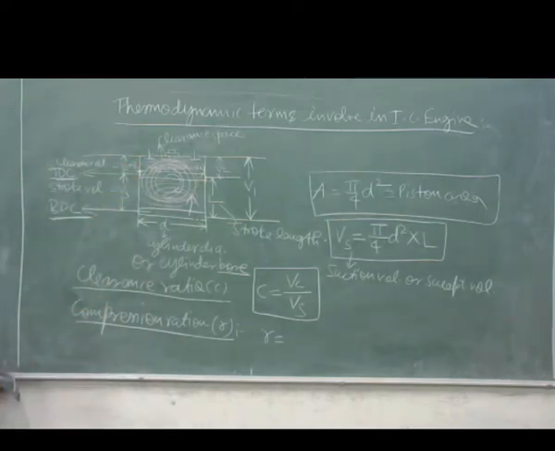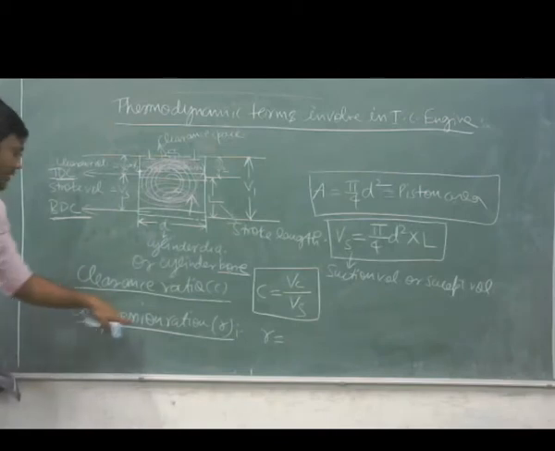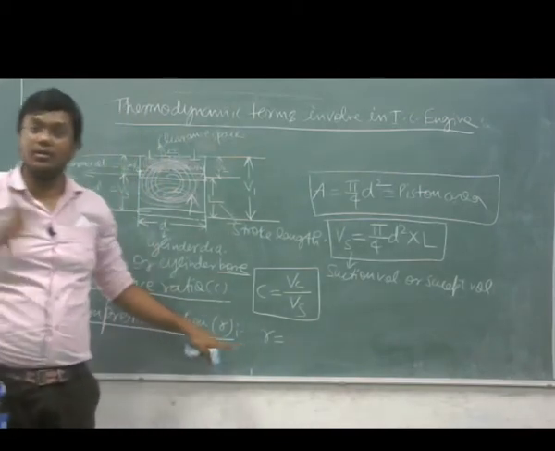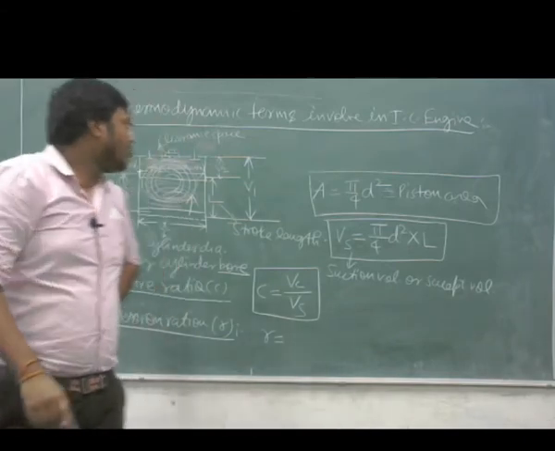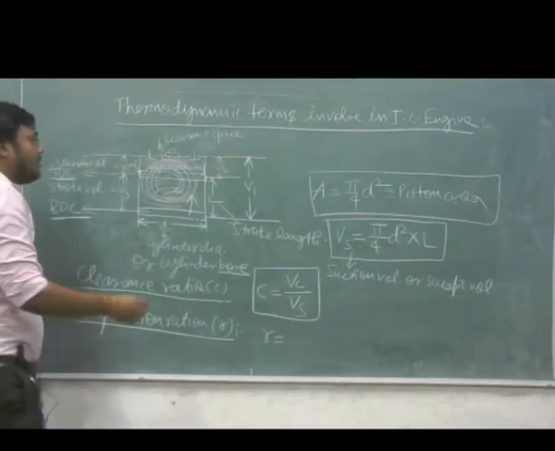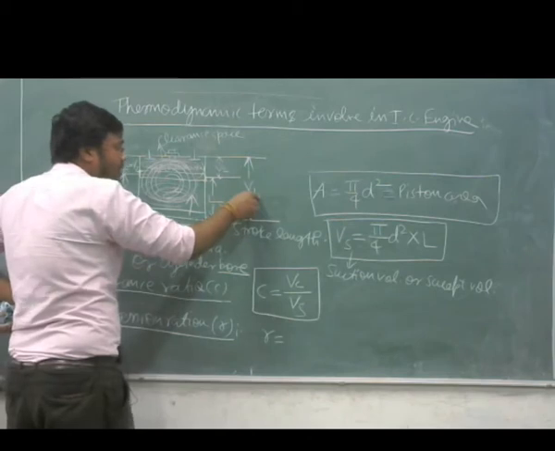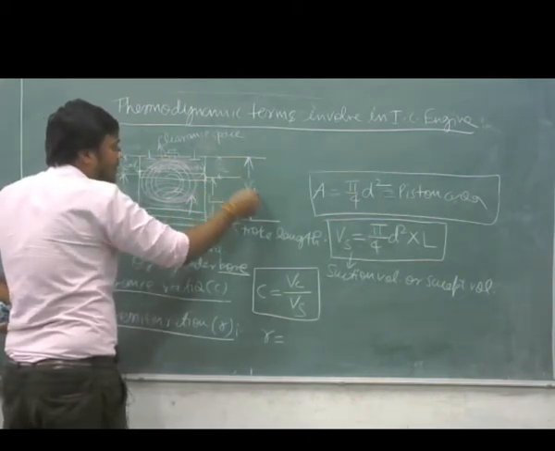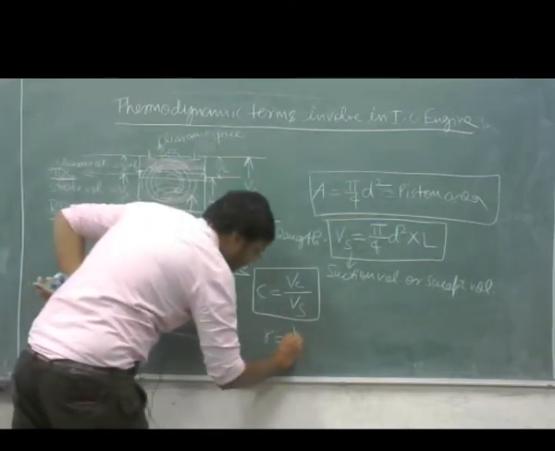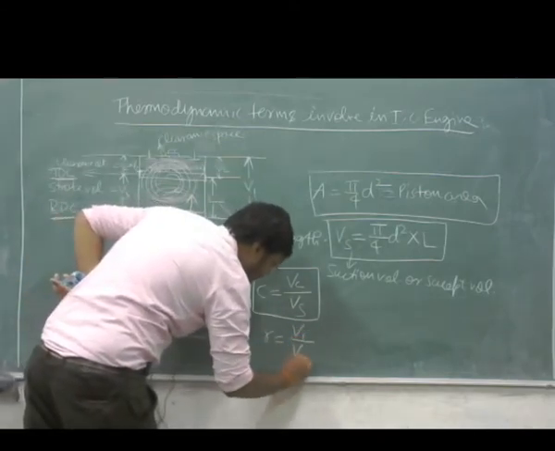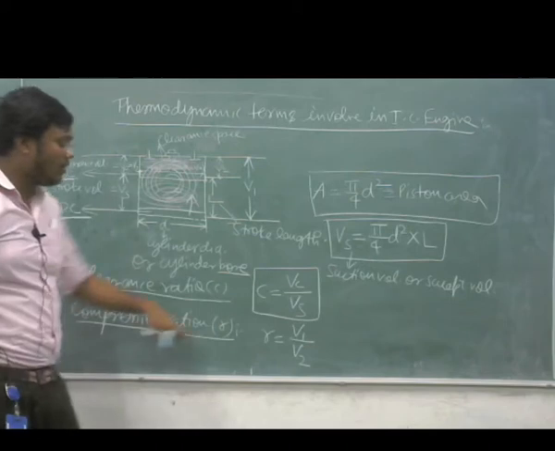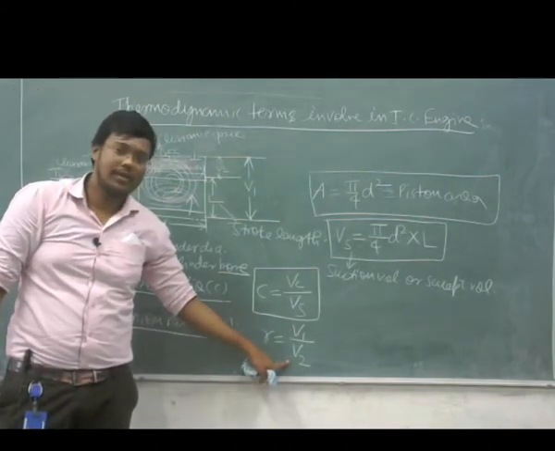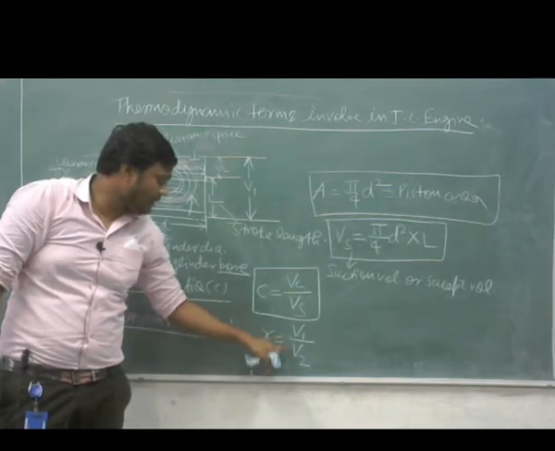Okay, so what is the definition of compression ratio? Compression ratio is the ratio of volumes during the compression stroke. So how many volumes do we have during the compression stroke? First is V1 and last is V2. So what will be the ratio? R is equal to V1 by V2. This is the initial volume, this is the final volume. So R is equal to V1 by V2.